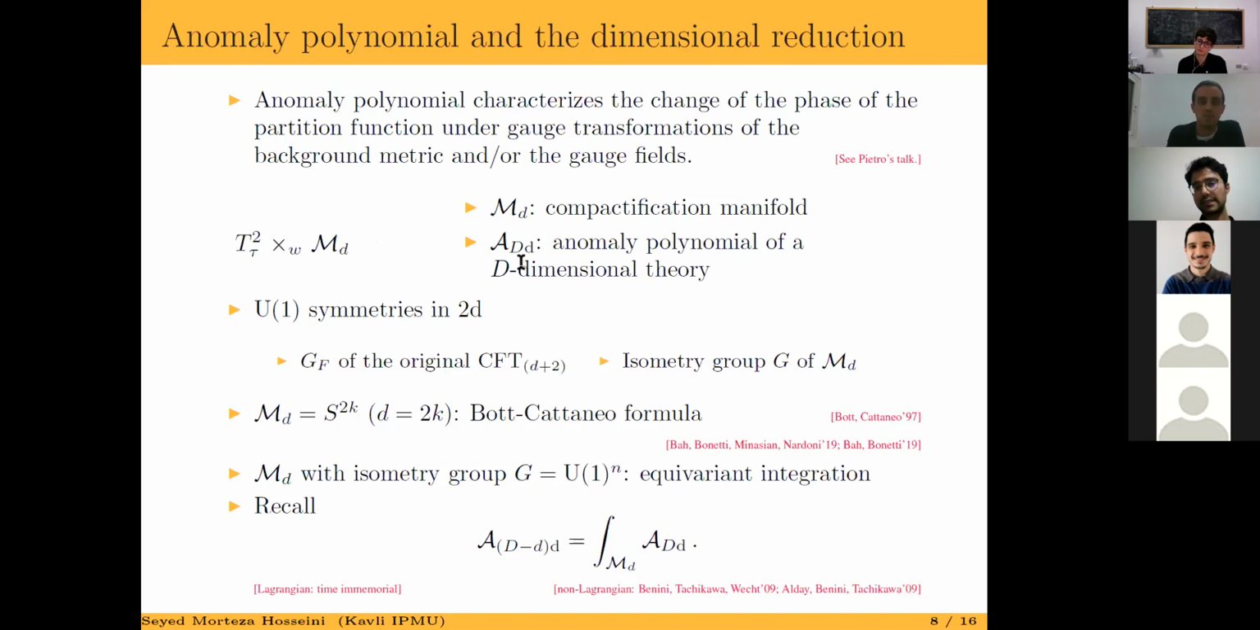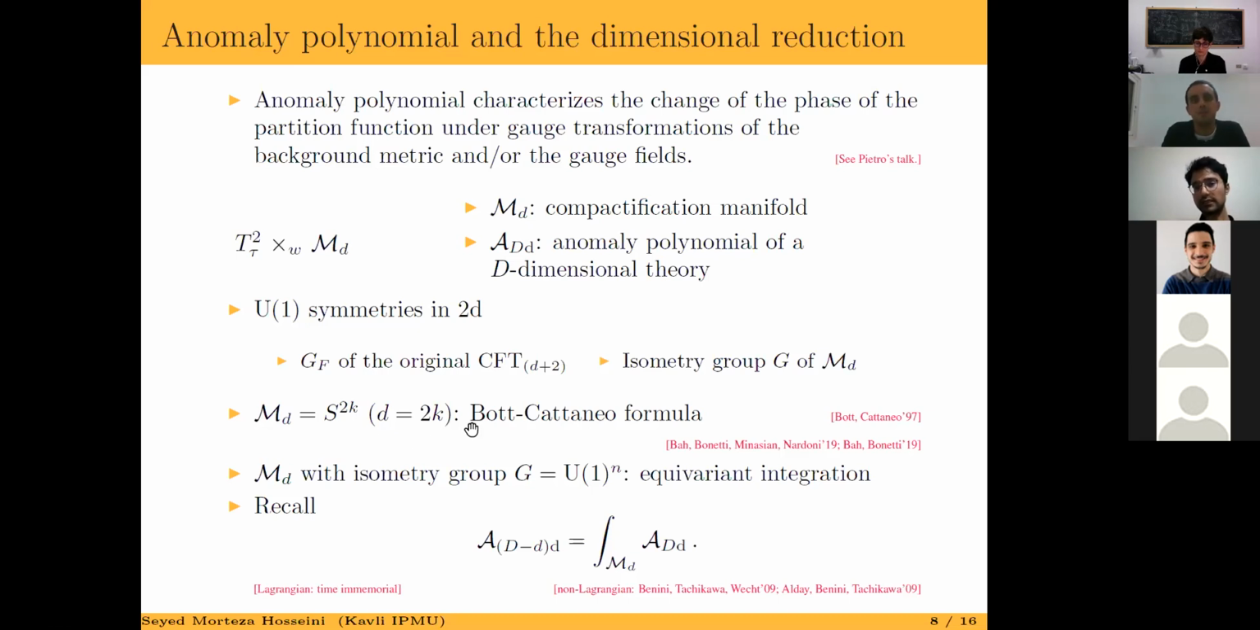I'm using a notation where A_d is the anomaly polynomial of a d-dimensional theory. For example, if I write A_2d, this is the anomaly polynomial of a two-dimensional CFT, which is the four-form anomaly polynomial. This is just to set the notation. And we have a bunch of U1 symmetries in 2 dimensions, some of them originating from the parent conformal field theory, where you start with a number of U1 global symmetries, and the others come from the isometry of the manifold itself. For example, in the previous case that I showed you, you have a bunch of global symmetries for the N=1 SCFT in 4 dimensions, and you have one extra one that comes because of the rotation along the S2.